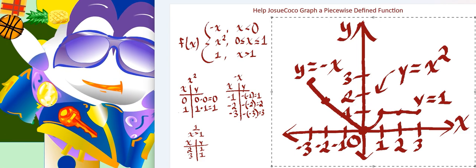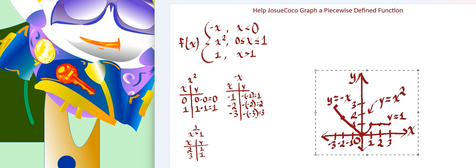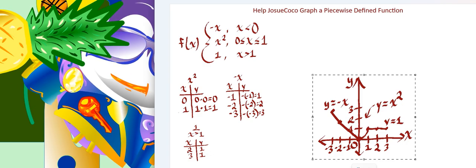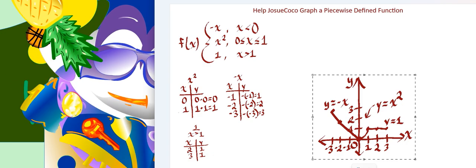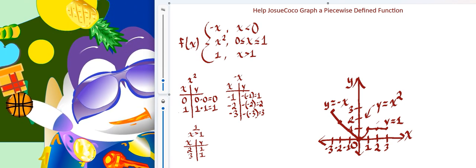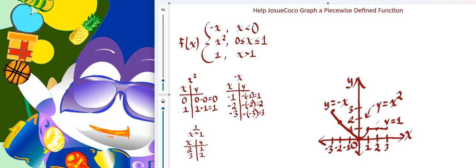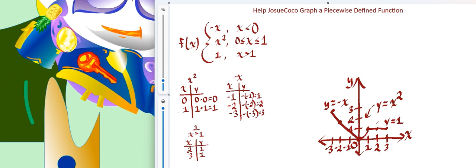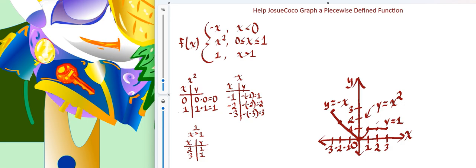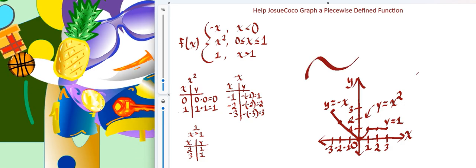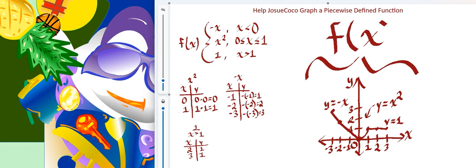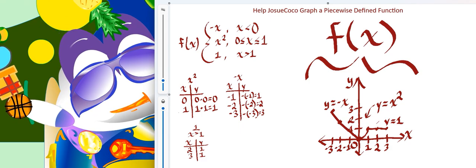Let's minimize our graph here and clearly state that the entire graph shows f of x. So y equals f of x.